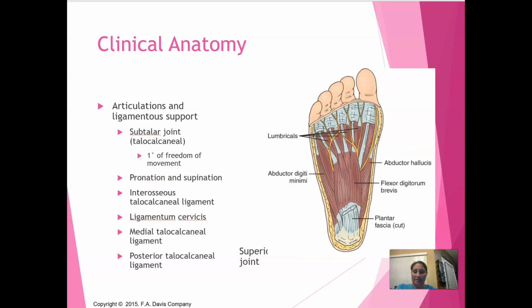Looking at the dorsal aspect of the foot, we have cut away the skin here. Actually, the plantar fascia is cut so we can see some of those flexors and the abductor hallucis, but this plantar fascia attaches on the calcaneus and goes towards the heads of the metatarsals.